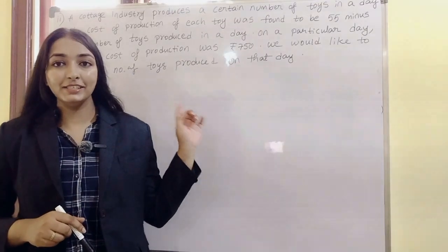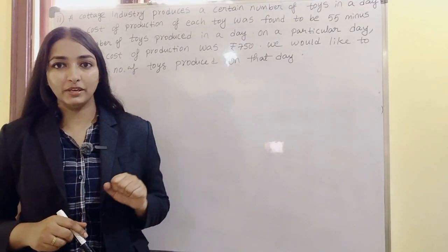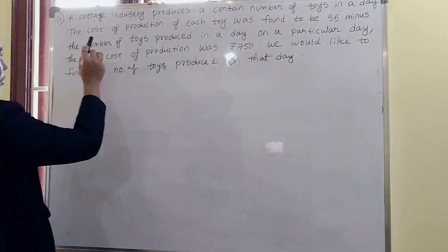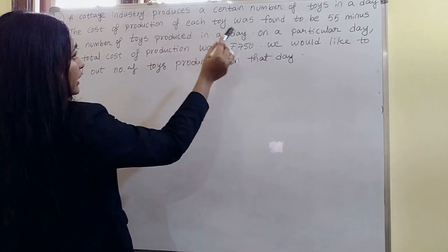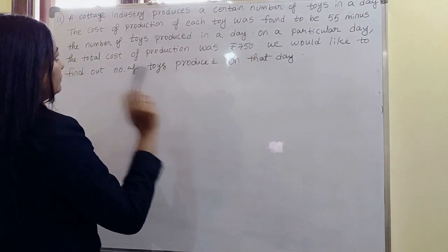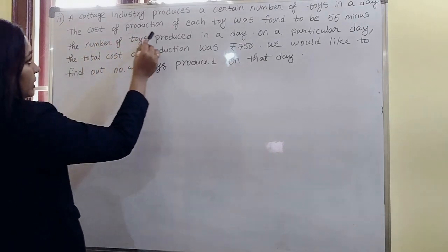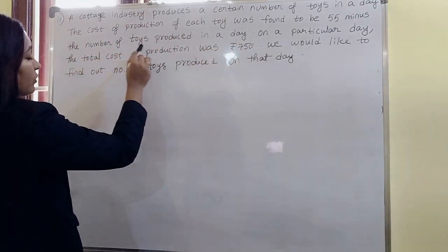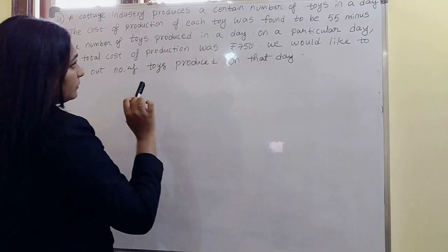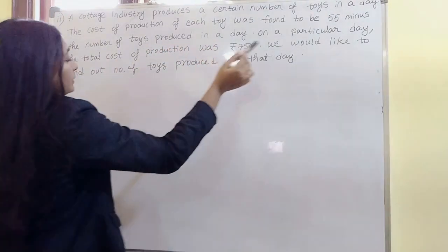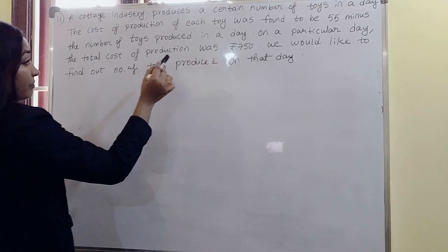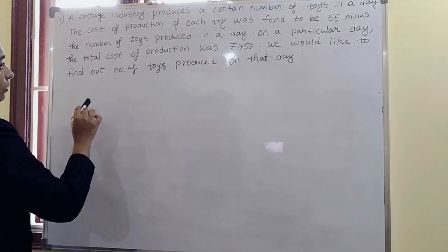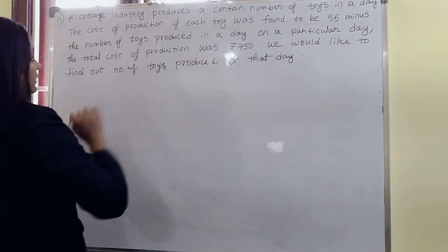Okay, so this is the second question of example 1. So let us understand the given question first. A cottage industry produces a certain number of toys in a day. The cost of production of each toy was found to be 55 minus the number of toys produced in a day. Is it clear? On a particular day, the total cost of production was 750 rupees. We would like to find out the number of toys produced on that day.